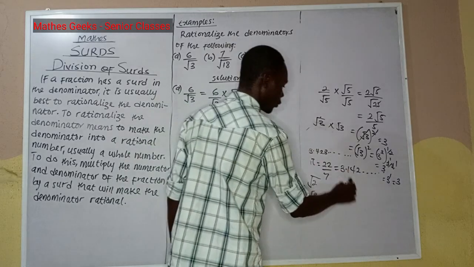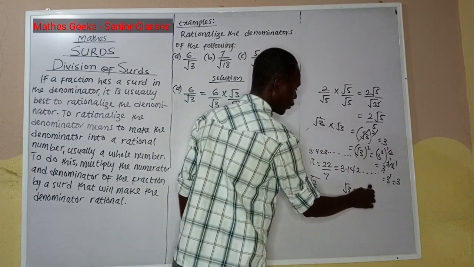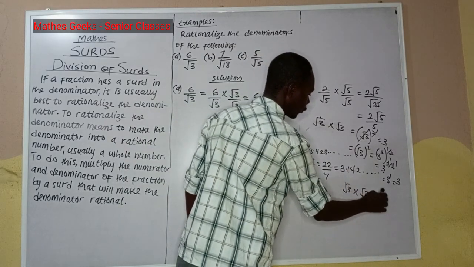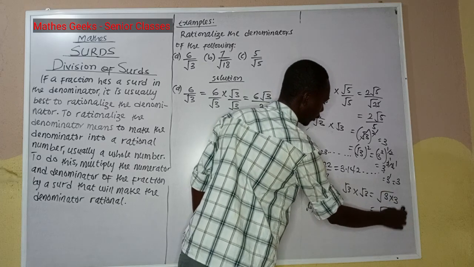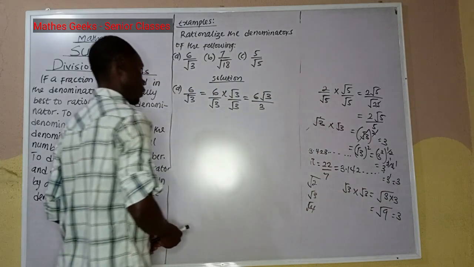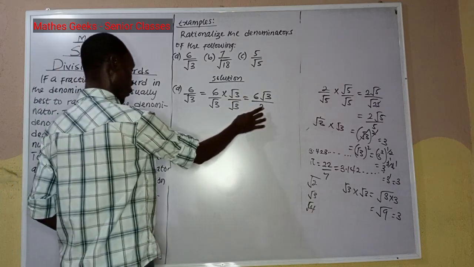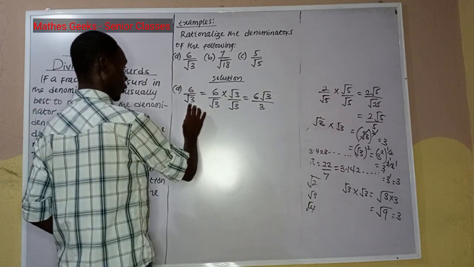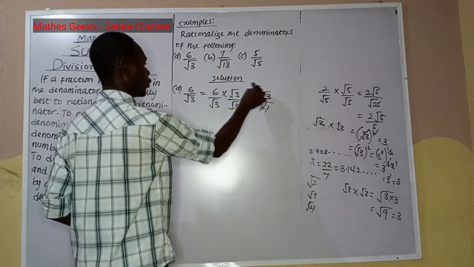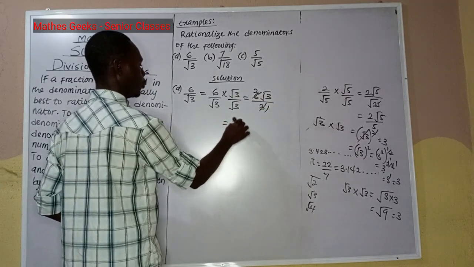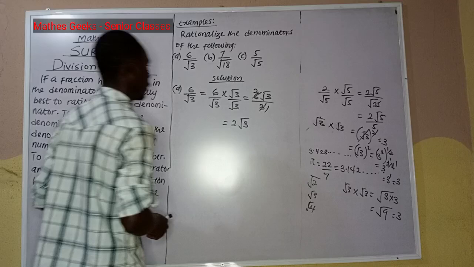Or we can simply say root 3 times root 3 equals root 3 times 3, which is equal to root 9, that's equal to 3. So any of the methods. Now we have rationalized the denominator, so it's now a rational number. We can simplify: 3 here 1, 3 here 1. So this is equal to 2 root 3. That's the answer for A.